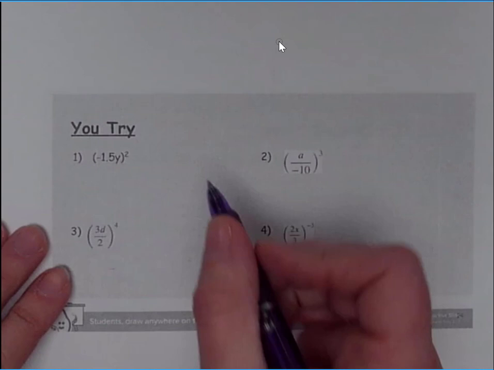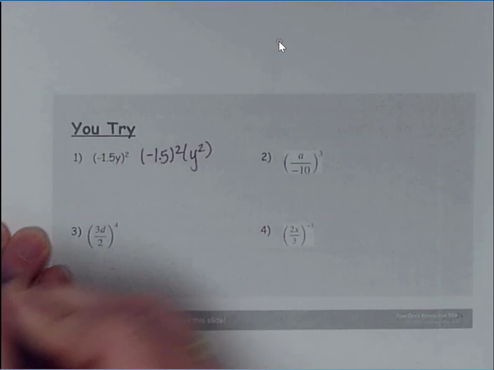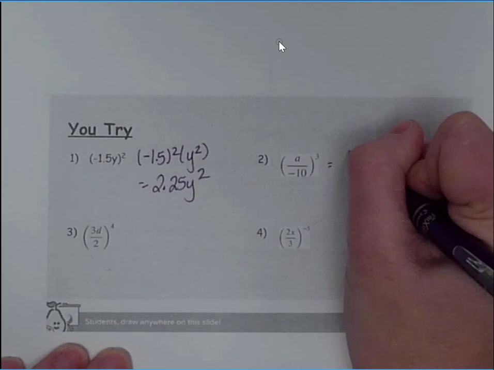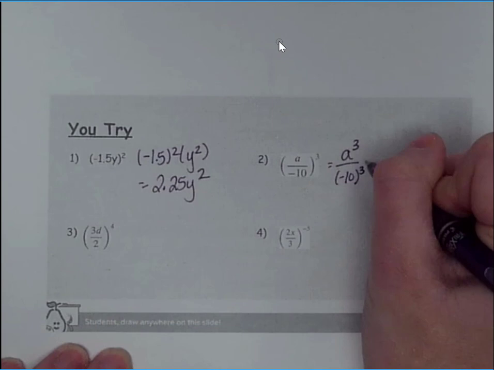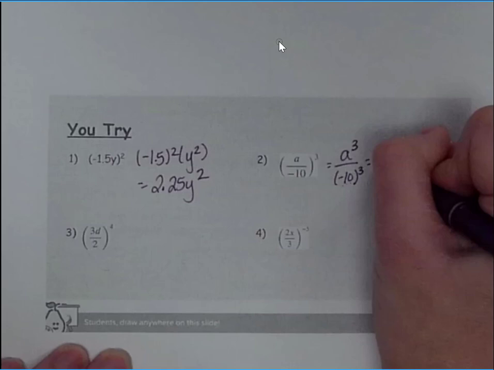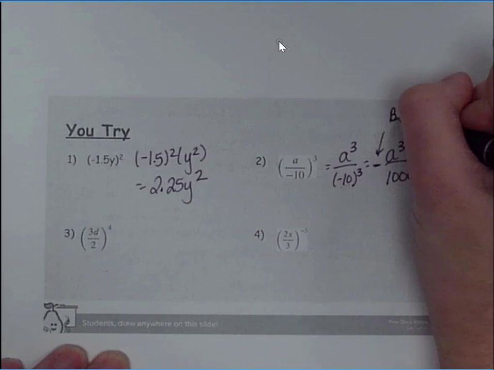All right, take a look at this first one. We have negative 1 and 5 tenths, squared, times y squared, which is negative 1 and 5 tenths times negative 1 and 5 tenths, giving us 2 and 25 hundredths y squared. Now, here we're going to split that up. So we have a cubed over negative 10 cubed. So I want to be careful here. I've got a cubed. Now, negative 10 times negative 10 times negative 10 is negative 1,000. Be careful. I feel like be careful is my new saying with this unit.